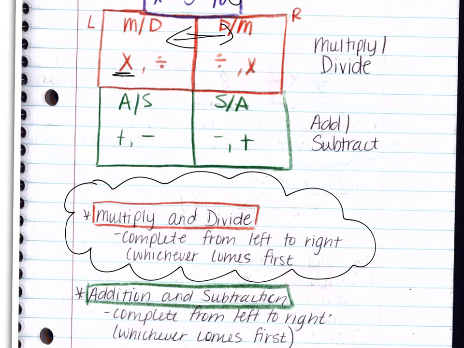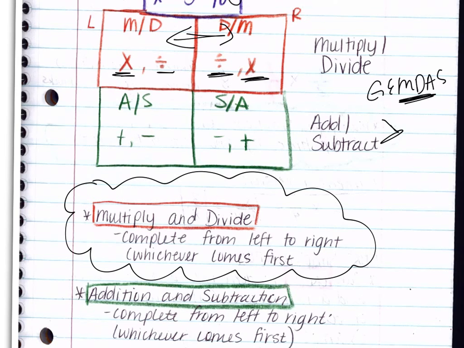If multiplication comes first, you do that first. If division comes second, you do it second. If division comes first in your problem, you do that first. If multiplication comes second, you do that second. So a lot of kids think when we look at GEMDAS like this, that multiplication must always come first. That's not the case. They're interchangeable. They switch to whichever one comes first.